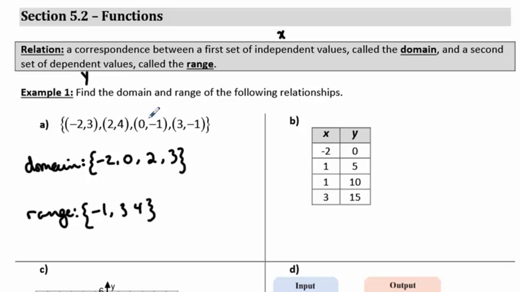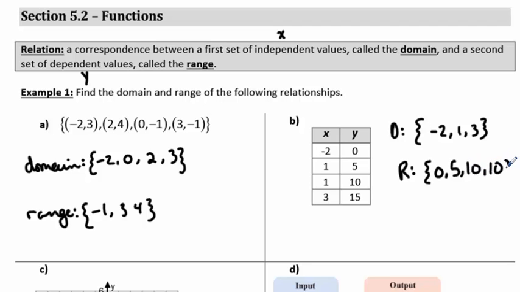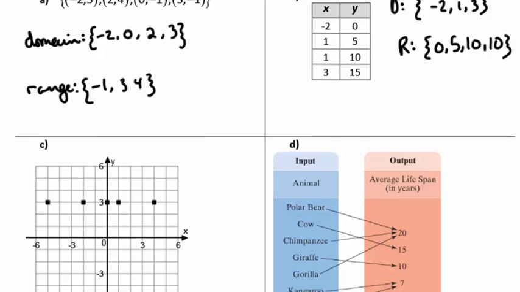Let's look at part B. I'm going to use a capital D for domain instead of writing the whole word out. And our domain is a set of numbers like -2, 1, and 3. Those are all of the independent values. And our range is going to have 0, 5, 10, and 15.